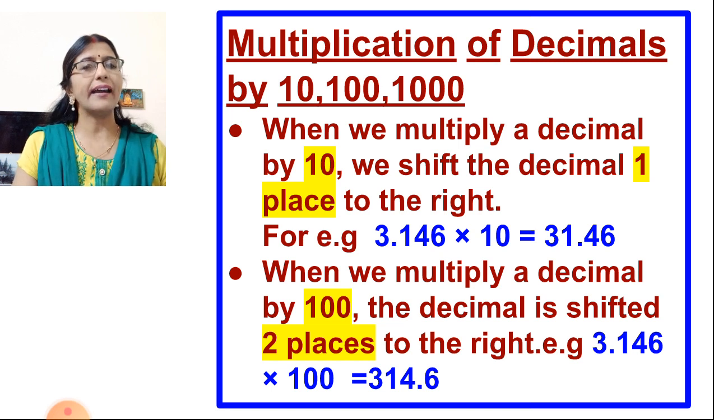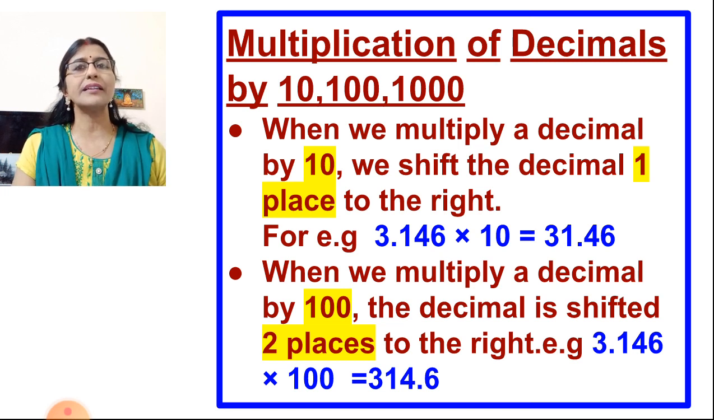When we multiply a decimal by 10, we shift the decimal one place to the right. For example, this is a decimal number 3.146. When you multiply it by 10, you can see here the point will shift to the right by one place. So as we are multiplying by 10, you will get the product 31.46. Next, when we multiply a decimal by 100, the decimal is shifted two places to the right.